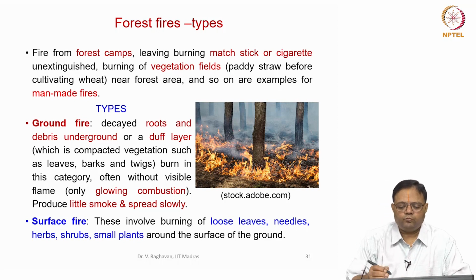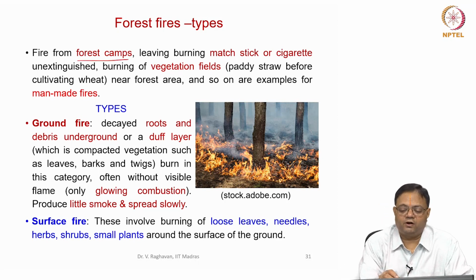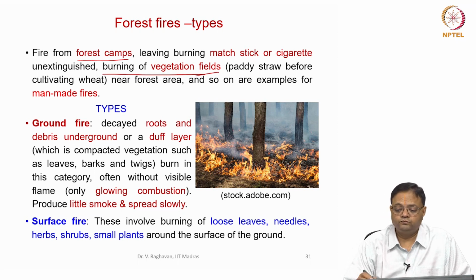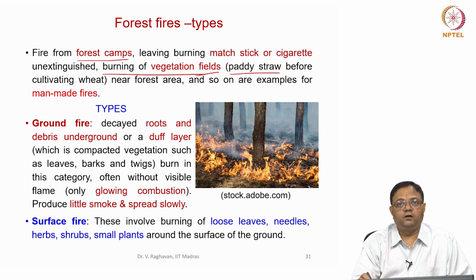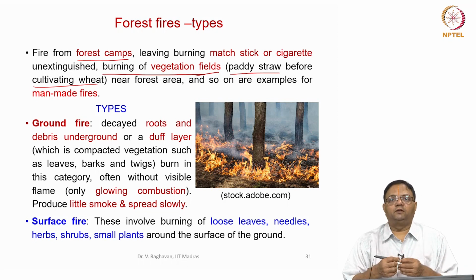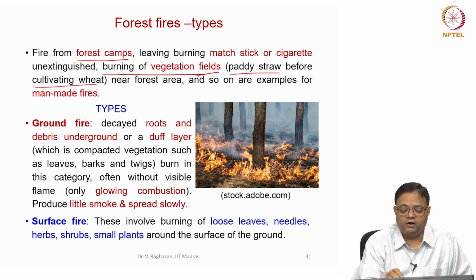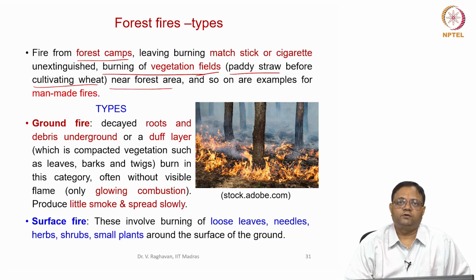So now, man-made causes, as I told you, come basically from forest camps: a match taken, a cigarette left unburned, and then some intentional burning of vegetation fields. For example, paddy straw fields after the harvest are burnt before cultivating wheat in, say, Punjab in India. But actually, this is a very remote chance to create a forest fire.